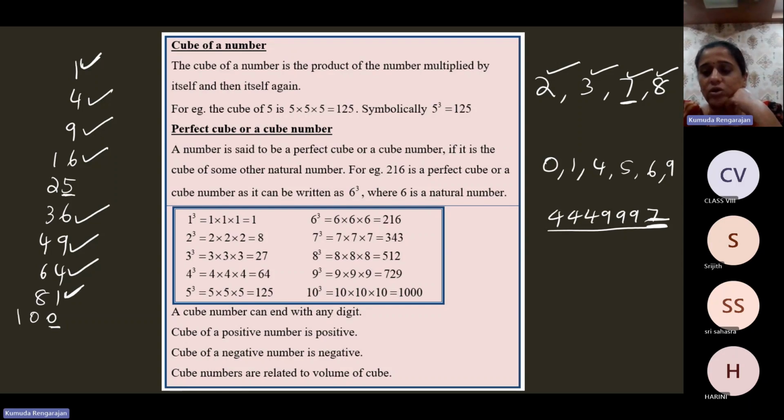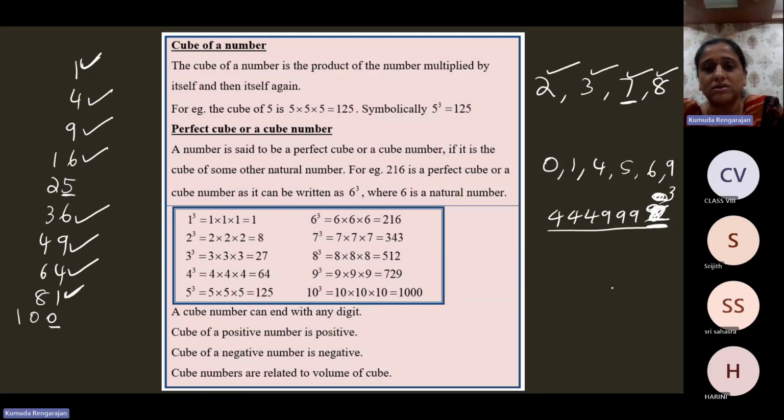So straight away we can say, if this ends with 8, not a perfect square. It ends with 2, no, it's not a perfect square. It ends with 3, no, it's not a perfect square. Without any calculation, just by looking at the unit digit of the number, you can say if the number is a perfect square or not.